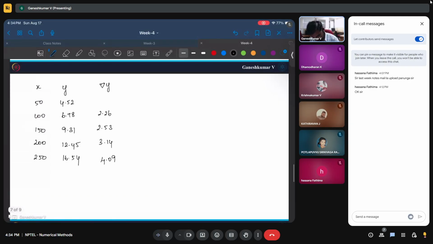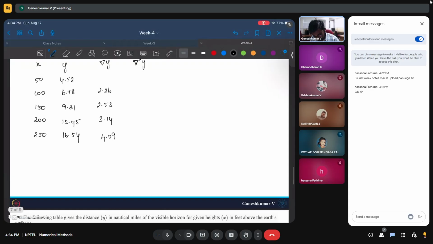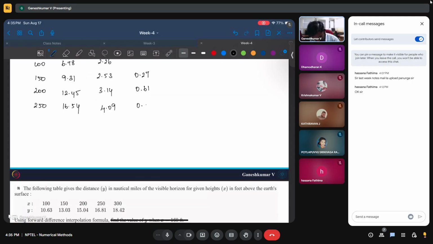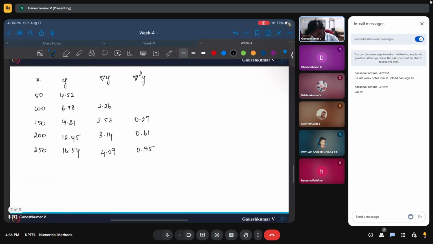Okay, now nabla square y. Now the same story. This one does not have a preceding value, so this place would be empty. You should start from this place. So then what happens? 2.53 minus 2.26, which comes out to be 0.27, and 3.14 minus 2.53 is 0.61, and this is 0.95. Now you just have to repeat it until you exhaust the values.